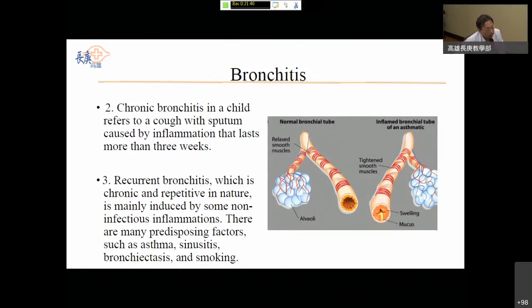And there is also a term called recurrent bronchitis. What is recurrent bronchitis? It's chronic, but it's repetitive in nature.